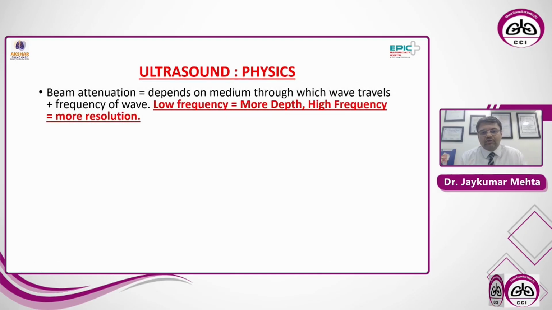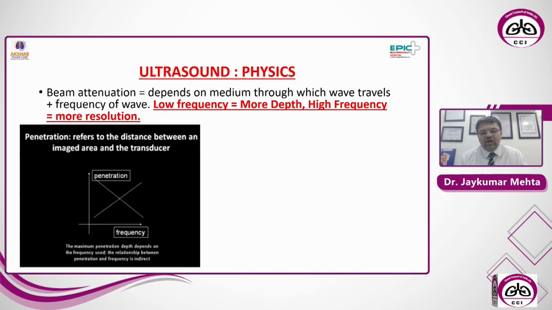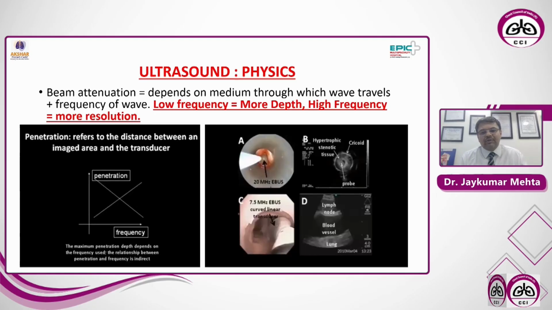Coming to the beam attenuation, which depends on the medium through which the wave travels plus the frequency of the wave. So low frequency equals more depth and high frequency equals more resolution. This chart depicts this beautifully: if you keep the frequency low, you will penetrate more, but then you will lose the vision. If the frequency is high, there is more clarity in the image, but the penetration is low. So we can see here that in radial probe EBUS, we have a 20 megahertz frequency.